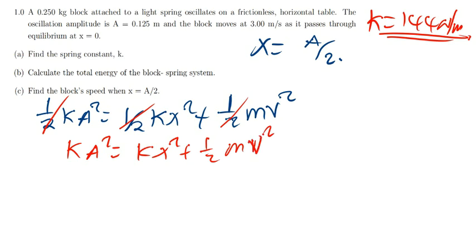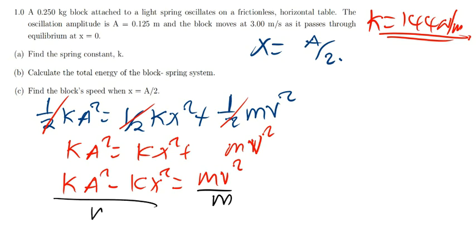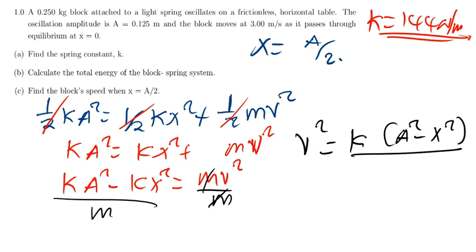Our goal is to find the velocity. Let's shift this to the other side. So we have ka squared minus kx squared is equal to half mv squared, or in this case the half has gone, so it is equal to mv squared. Let's divide both sides by m. So m and m will go, v squared will be equal to, in this case I can factor out k, so k will be a squared minus x squared, and I divide this by m. So meaning that I need to get the square root now.